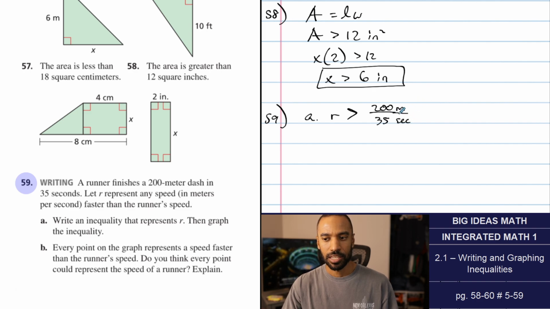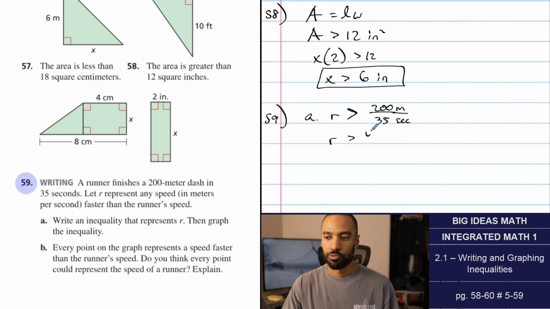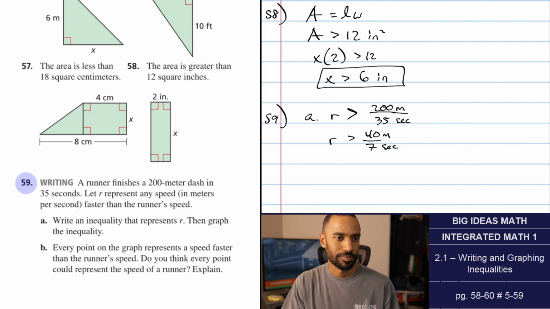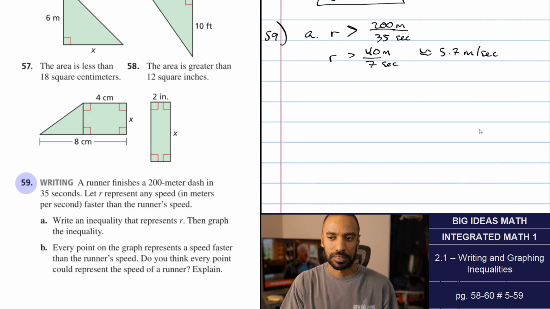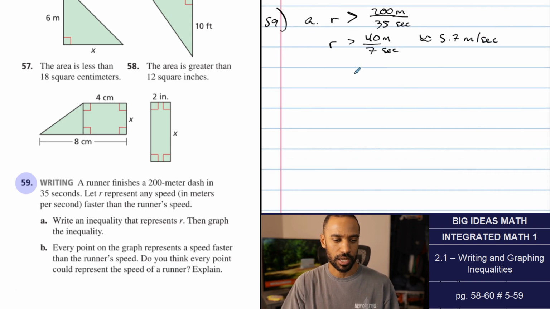Now that is a fraction that can reduce. I don't know if it's a decimal that can divide, but if I divide those by 5, I get 40 over 7. So 40 meters every 7 seconds is the best I can do there. If I round that, because I want to know how many meters per second that is, 40 divided by 7 is around 5.7 meters per second. So your speed has to be faster than that. Since we're rounding, you kind of got to be careful in what you state.